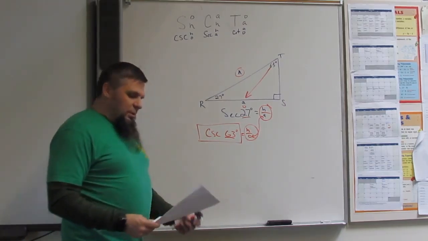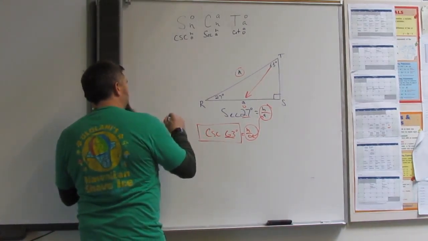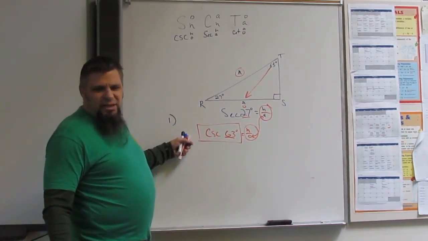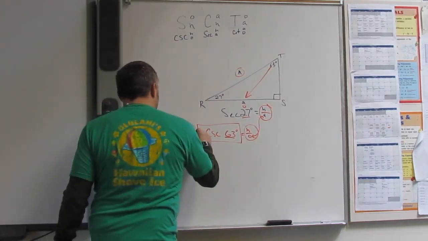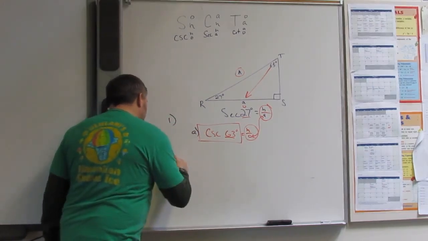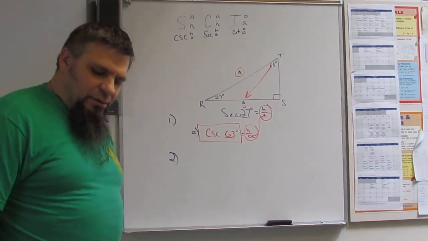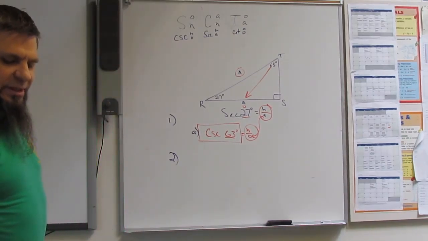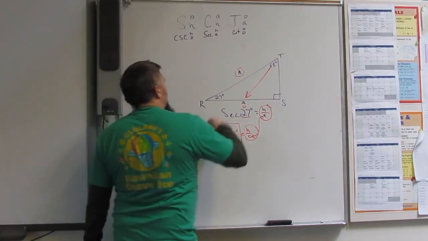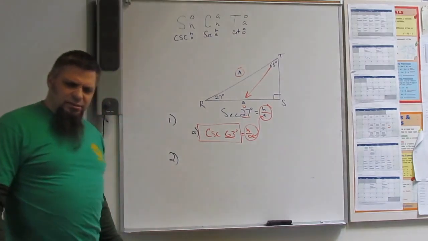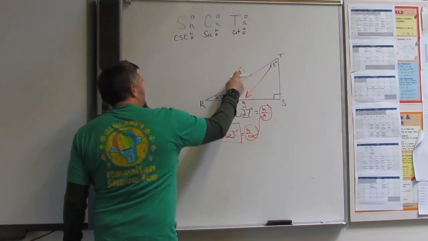Number 2 deals with the same equation. So that's number 1, which is A. And number 2 wants you to represent the length RT. So we want to represent this length RT.